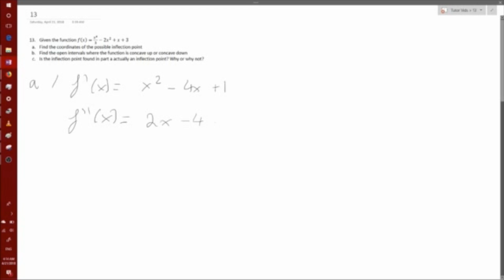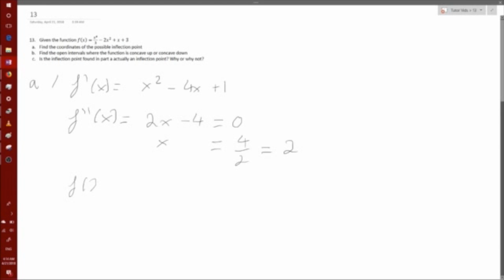Right? And then we set the second derivative to 0 and solve for x. So we get x is equal to 4 over 2, which is 2. So 2 is the x value of our possible inflection points. To find the y value, we plug 2 back into the function.